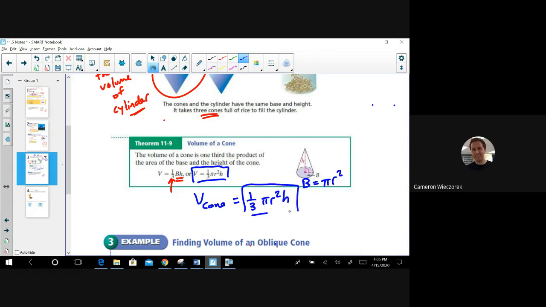This is the one I usually go to, just because everything's ready to plug in. But you really got to make sure you remember that 1/3 in front. Otherwise, you're only finding the volume of a cylinder.